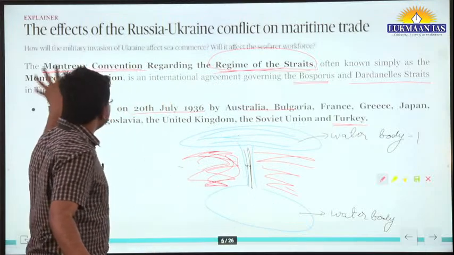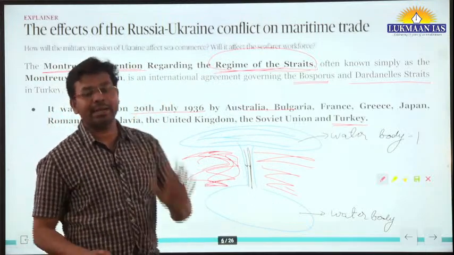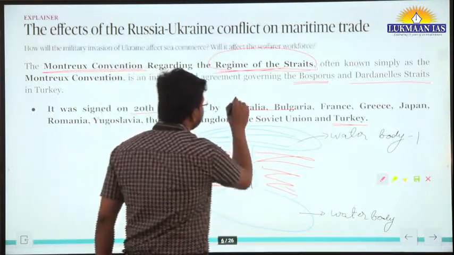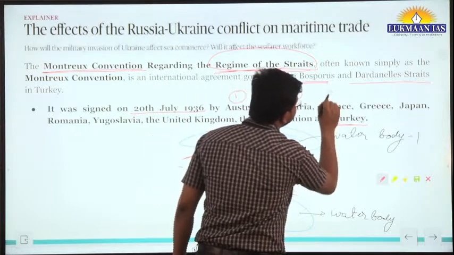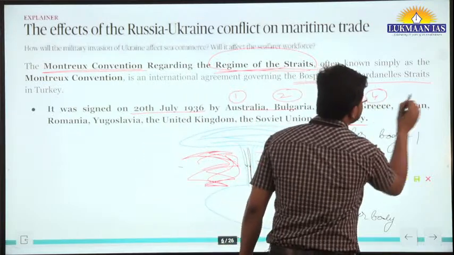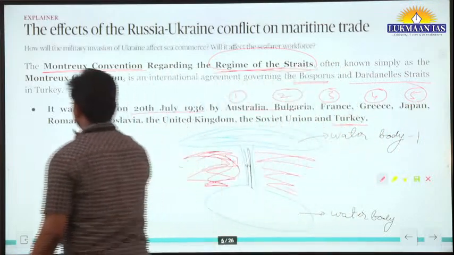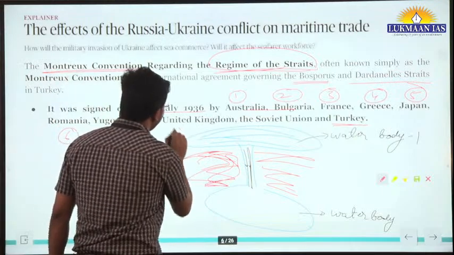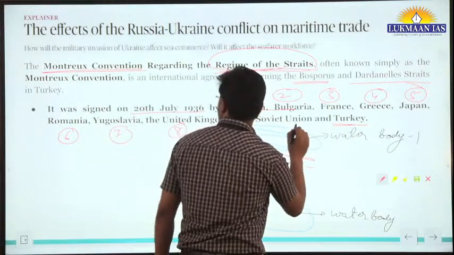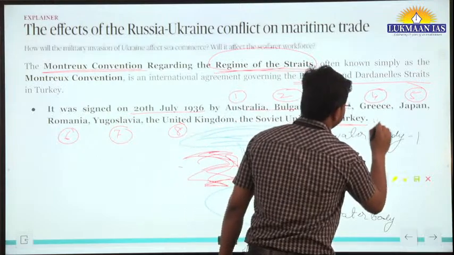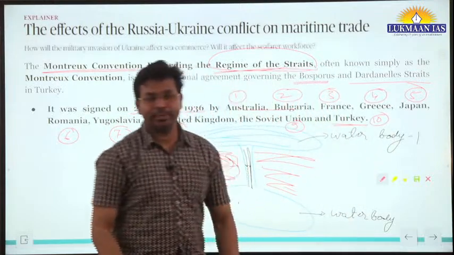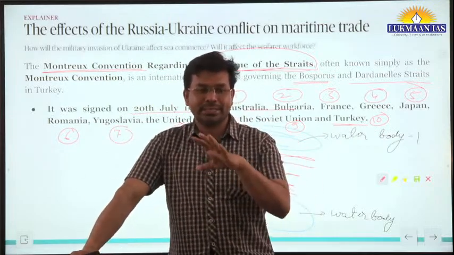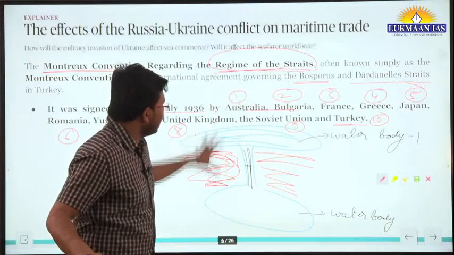The Montreux Convention was signed by 10 member countries in 1936: Australia, Bulgaria, France, Greece, Japan, Romania, Yugoslavia, the United Kingdom, the Soviet Union and Turkey. Soviet Union means the undivided USSR.